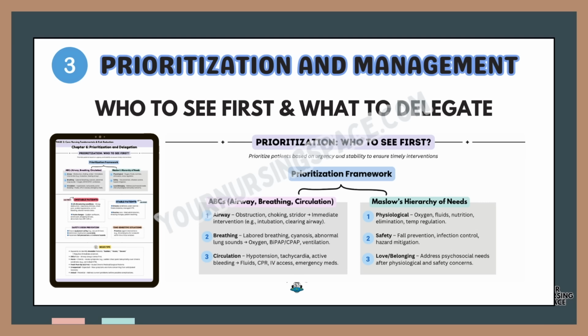Now, here are some priority rules to lock in. ABCs always come first, so breathing issues outrank everything else. Acute conditions beat chronic ones, meaning sudden chest pain is more urgent than stable hypertension. Fresh post-op patients, especially within the first 12 hours, outrank stable patients due to their higher risk. Unexpected changes beat expected ones. So sudden confusion after surgery needs attention before mild incision pain, and actual problems beat potential risks, meaning active bleeding trumps a risk for a clot. A quick way to remember this is ABCs, acute, fresh, unexpected. Say that a few times and it'll stick.